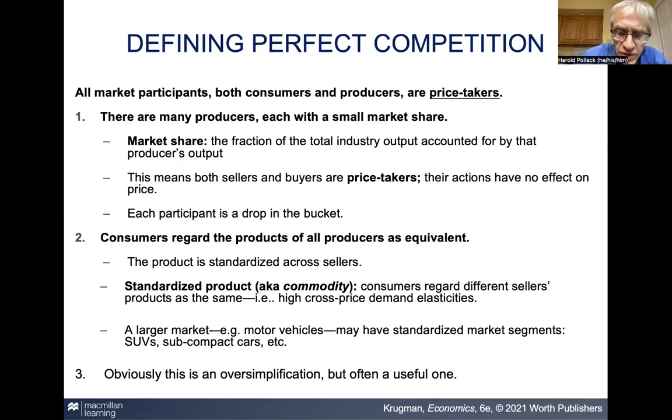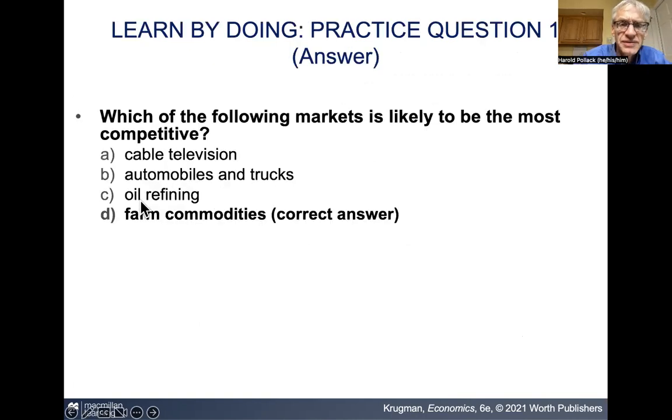And so that's important. So there's some of the conditions for perfect competition. Which of the following markets is most likely to be fully competitive, perfectly competitive? Cable TV, automobiles and trucks, oil refineries, farm commodities.